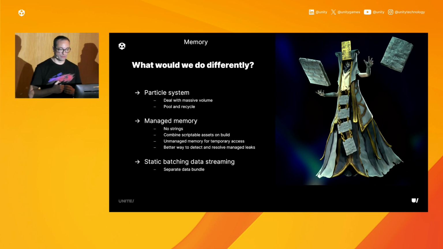Ideally, we should also avoid using strings. Instead, we should have a string ID that leads to a flat data structure. Combine small scriptable assets into larger ones if they are persistent to reduce references and allocations. Use unmanaged memory to replace managed memory for temporary access. And find a way to better detect and resolve memory leaks.